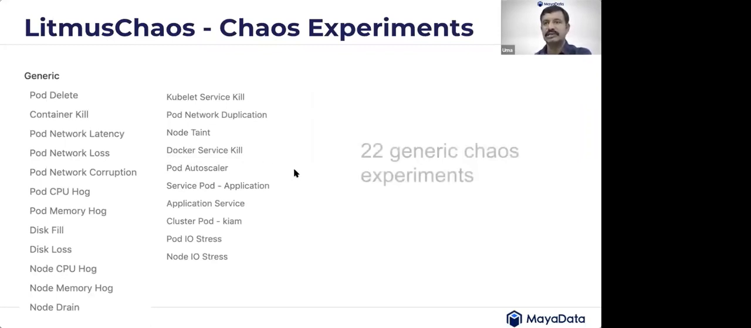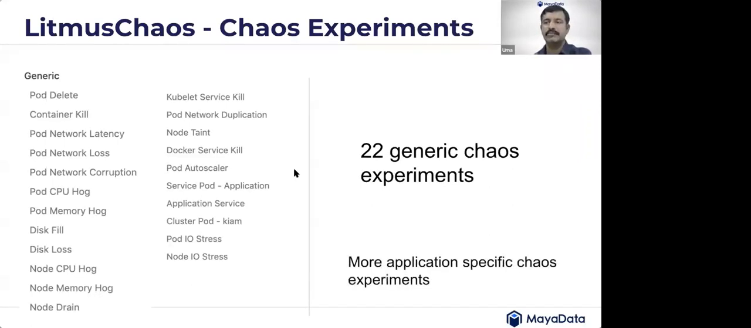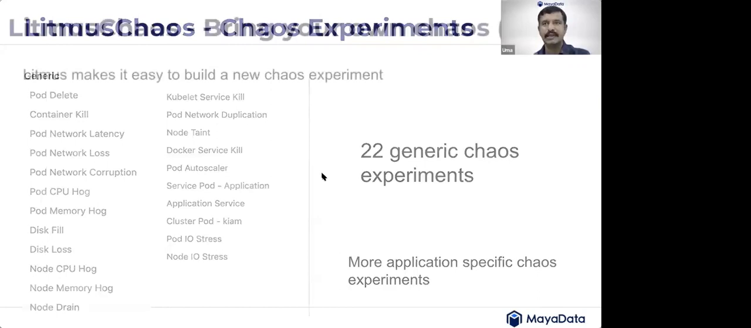So as you can see, there are about 22 generic experiments as of today. And these should be good enough for you to introduce any kind of chaos that you would want. And if you have any more specific application experiments that you need, some of them are available already and some more are in flight. And using these experiments, you can create a complex real-life chaos scenario.